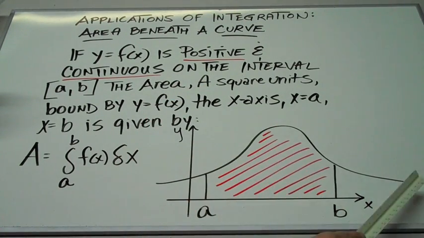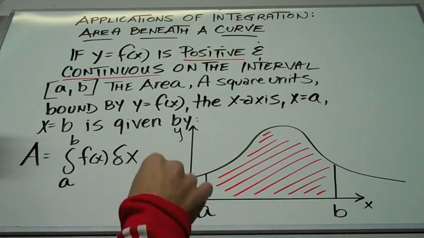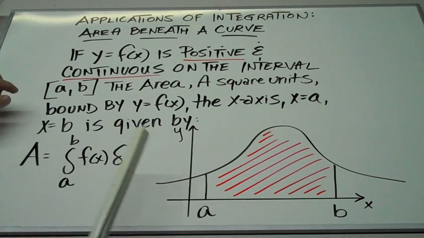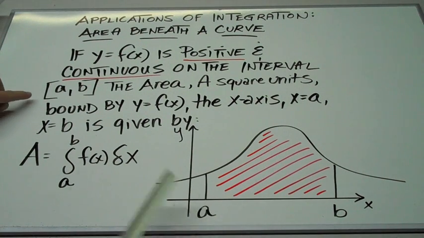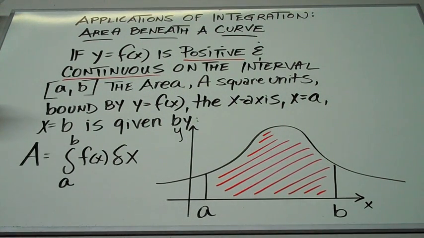Provided our curve y equals f of x is above the x-axis and it's continuous, meaning we don't have to pick up our pencil, on the interval from a to b, x equals a inclusive to b inclusive, means it can equal a and it can also equal b, the area in square units bound by our curve f of x, the x-axis here, x equals a and x equals b, is given by the definite integral from a to b of f of x dx.